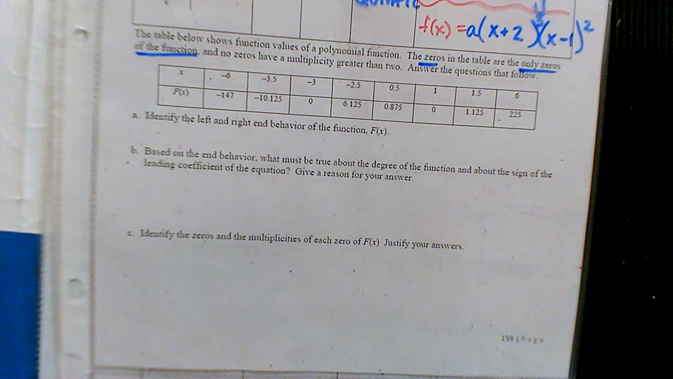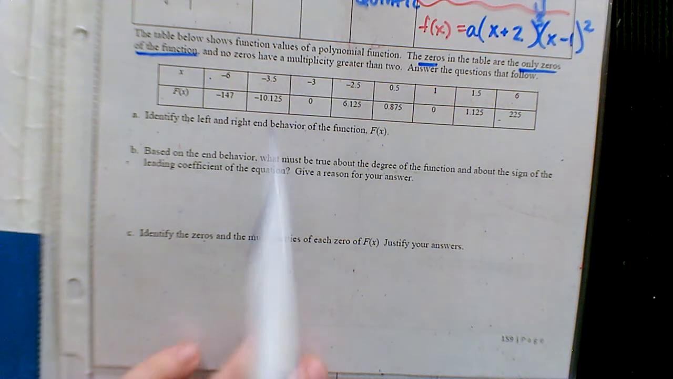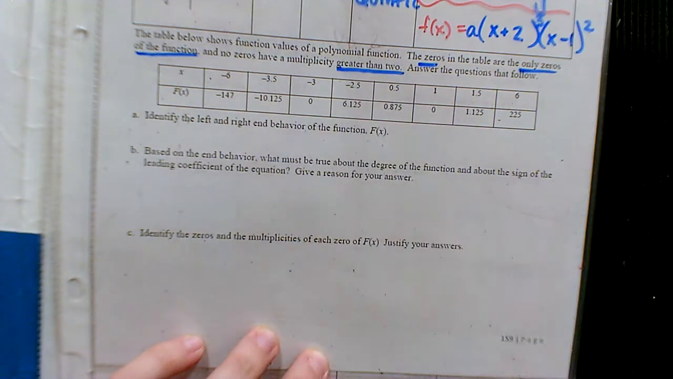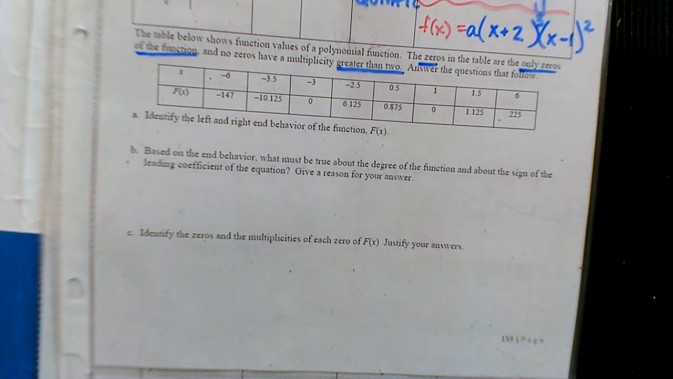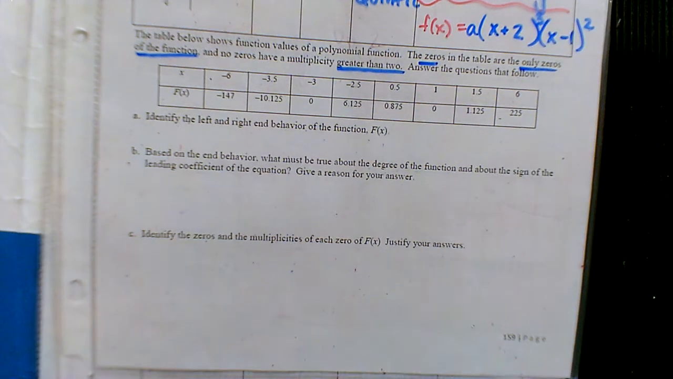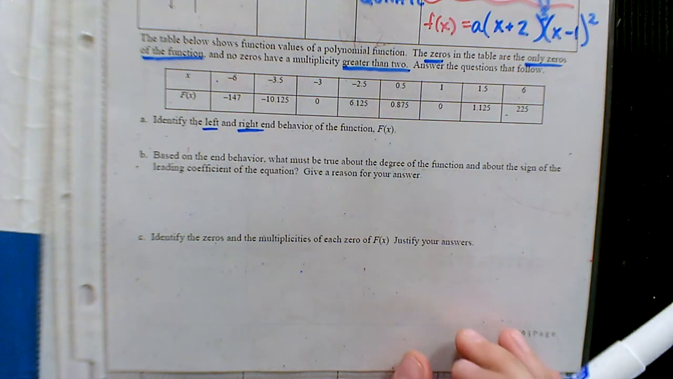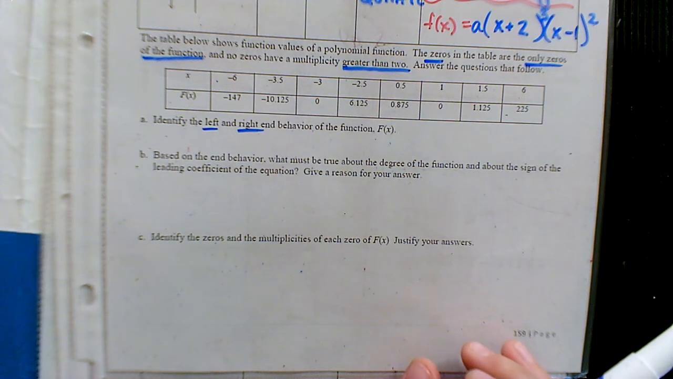Okay, so they're giving us the x-intercepts exactly. And none of those x-intercepts have a multiplicity greater than 2. So the multiplicities are either 1 or 2. Okay, no flat spots of 3. Answer the following questions. All right, so based off the table, can we determine what the right and left sides of the graph would be doing? Even though we don't have a picture, can we still analyze the numbers to help us figure it out?